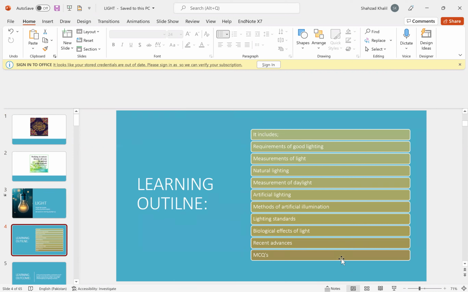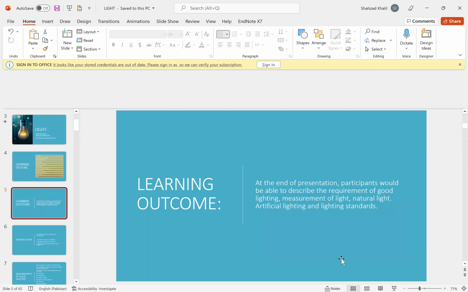Learning outline includes the requirement of good lighting, measurements of light, natural lighting, measurements of daylight, artificial lighting, methods of artificial illumination, lighting standards, biological effects of light, recent advances, and multiple choice questions. Learning outcome: at the end of the presentation, participants would be able to describe the requirements of good lighting, measurements of light, natural light, artificial lighting, and lighting standards.